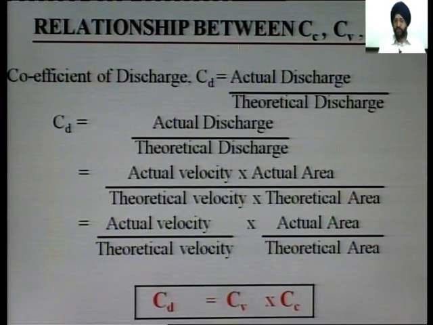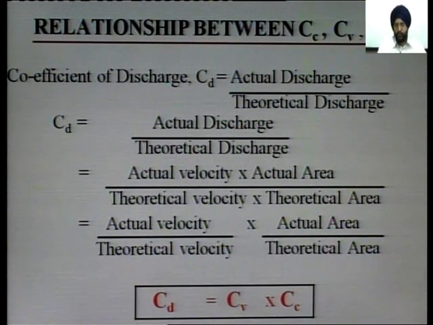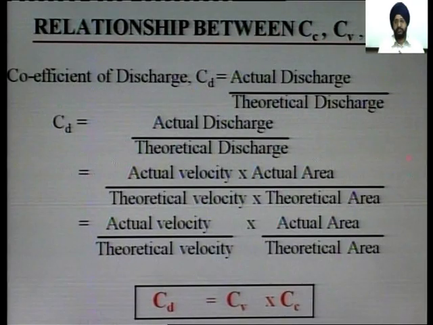There is a relationship between these coefficients. Now, let us see what is the relationship between CC, CV and CD. We all know till now that coefficient of discharge CD is given by actual discharge upon theoretical discharge, and from the definition of discharge we know it is velocity into area.